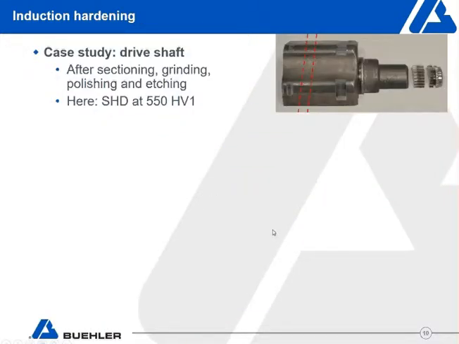So I'm going to give you a typical example of a hardened shaft, and here we're looking at a drive shaft. This has been sectioned as illustrated there with the red dotted lines. And after sectioning, we've ground the surface, polished, and etched it. So when we etch the surface, it is easy to see where the induction hardened region is and where the core regions are within the component. Also, we are evaluating here the surface hardening depth at 550 Vickers using 1 kilo as the load.